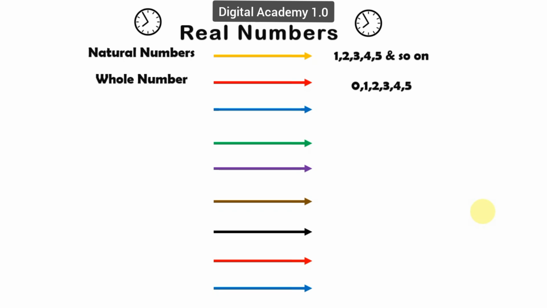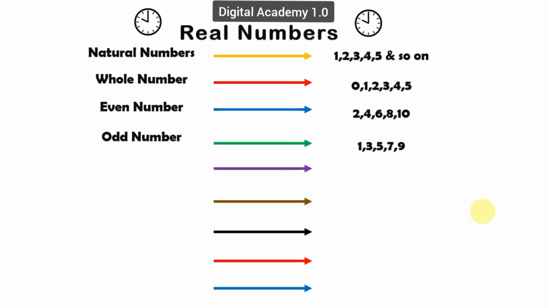Next, even numbers. The numbers which are completely divisible by 2. For example, 2, 4, 6, 8, 10 and so on. Represented by capital letter E. Next, odd numbers. The numbers which are not completely divisible by 2. For example, 1, 3, 5, 7, 9 and so on. Represented by capital letter O.